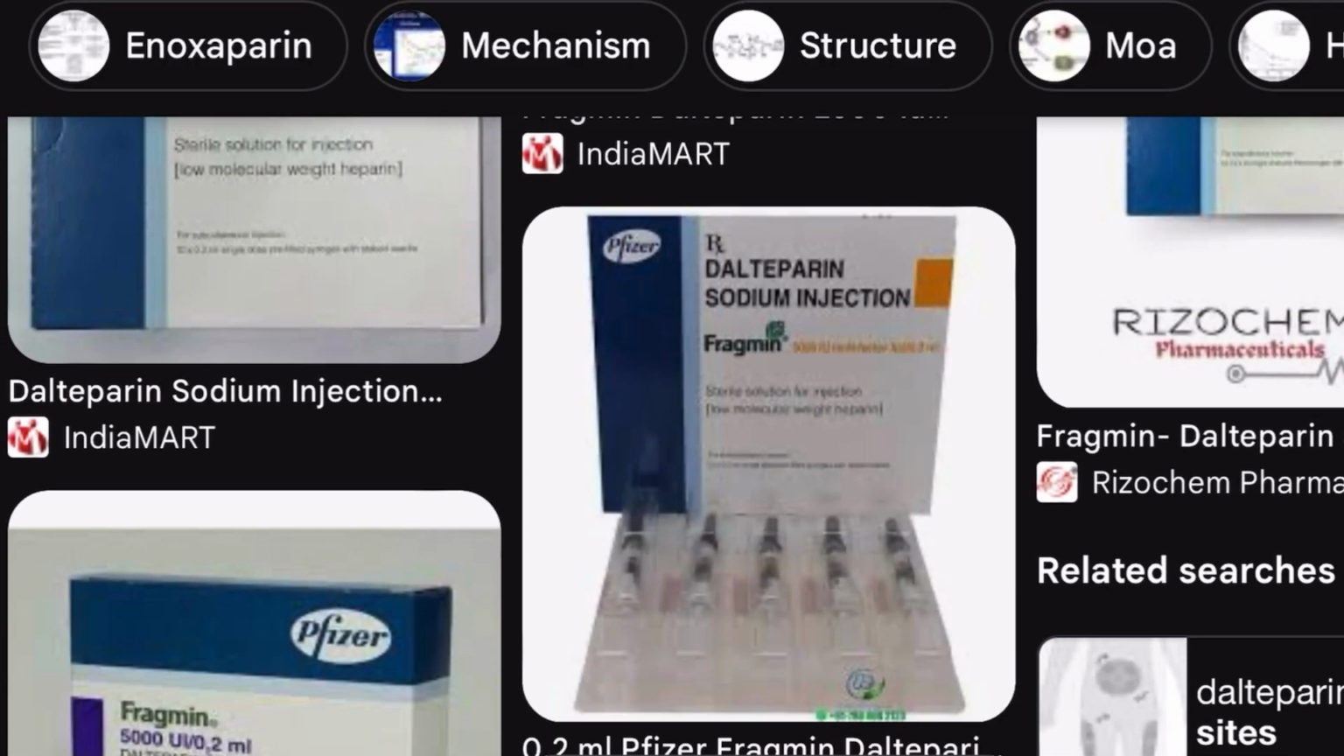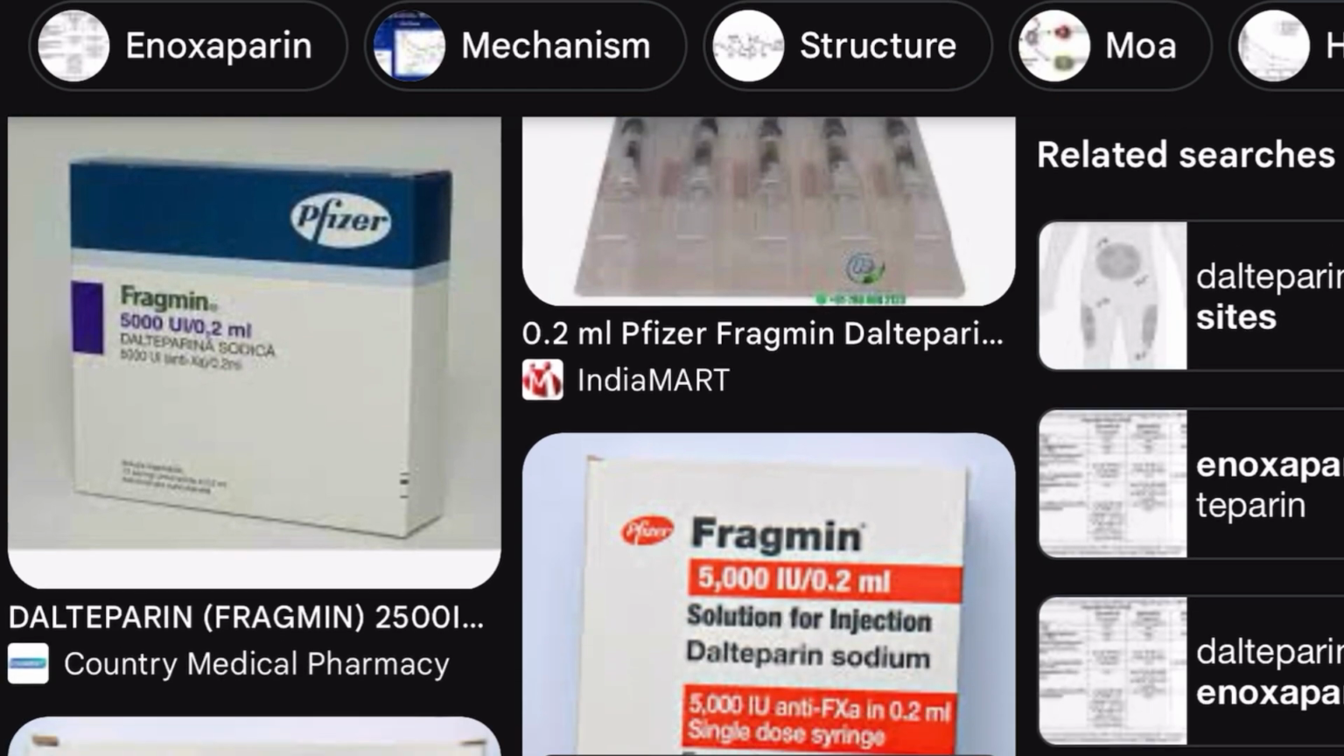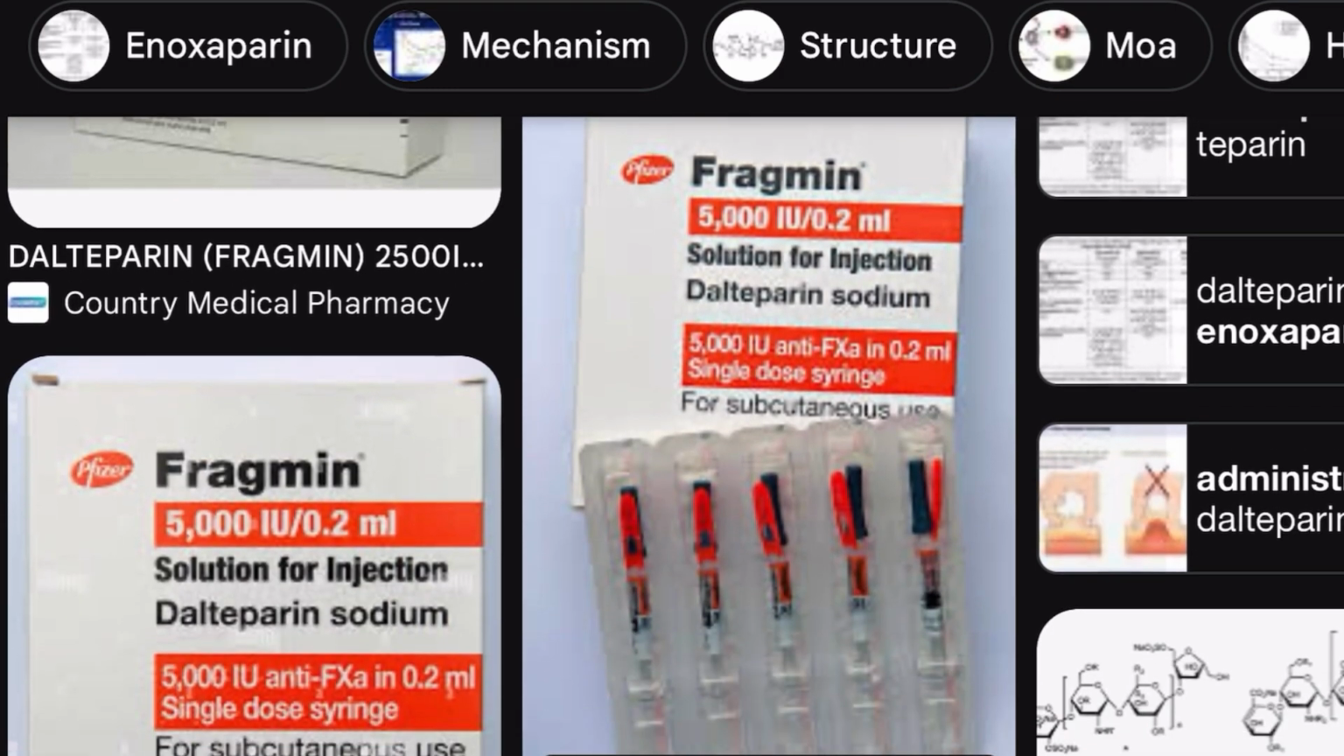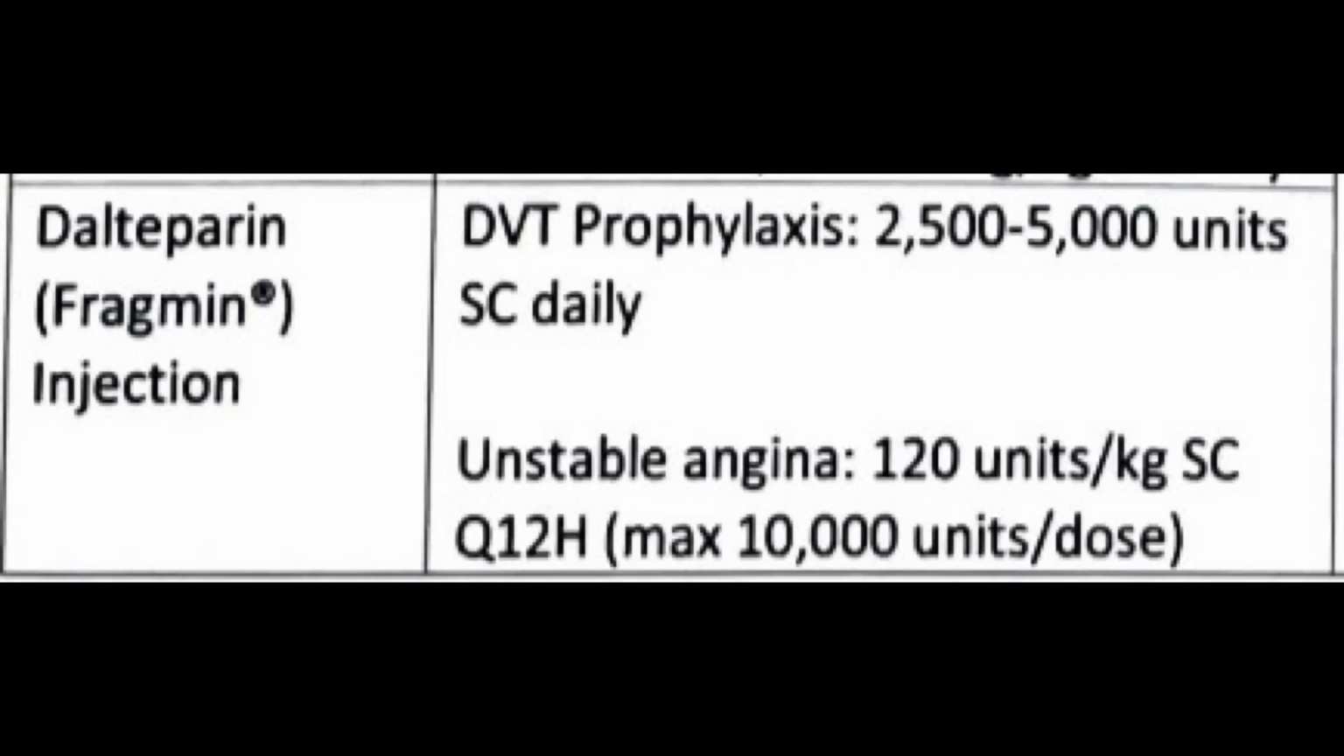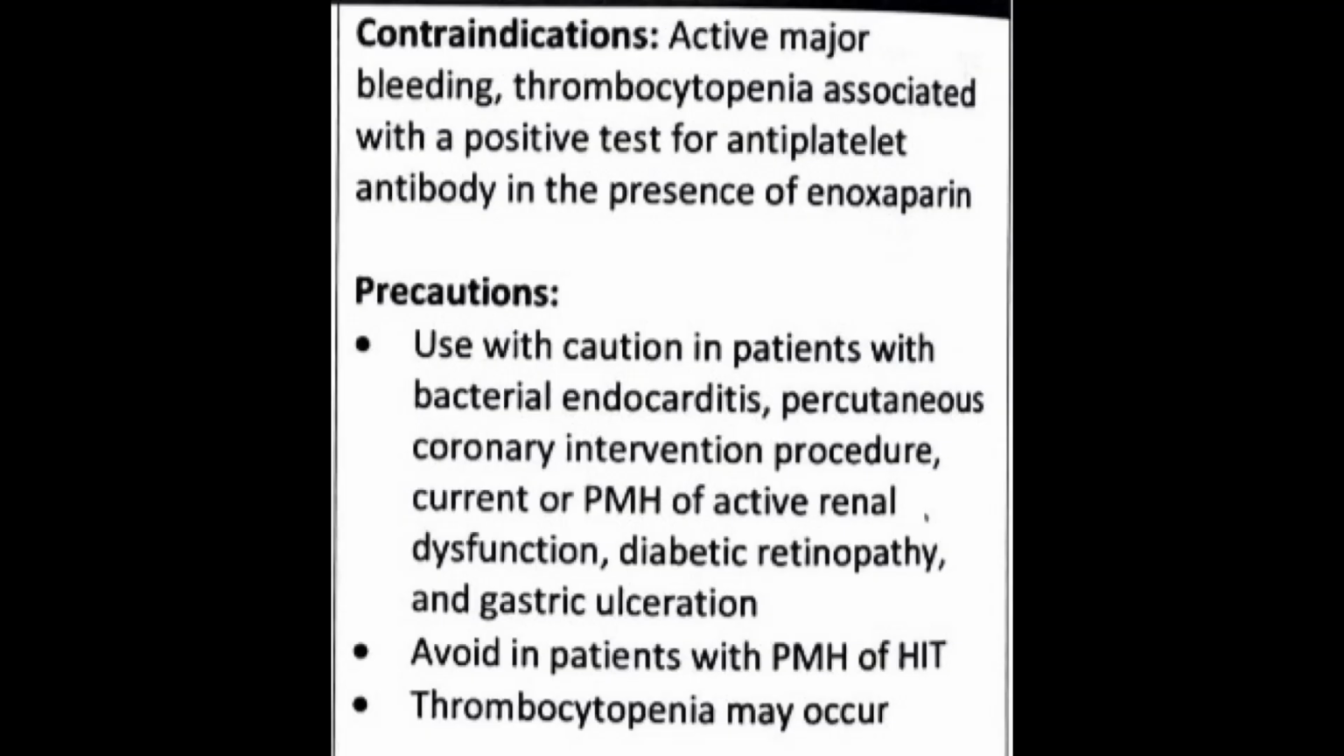The next option you have here is dalteparin, Fragmin. It's 2,500 to 5,000 units sub-Q daily. That's DVT prophylaxis dosing. 120 units per kilogram sub-Q every 12 hours with a max of 10,000 units a dose is for unstable angina dosing. General precautions with low molecular weight heparin.